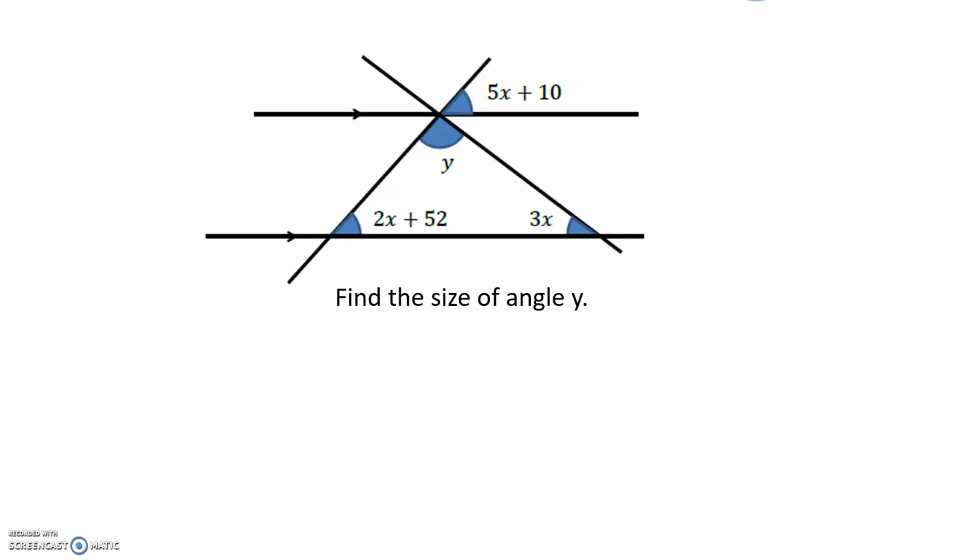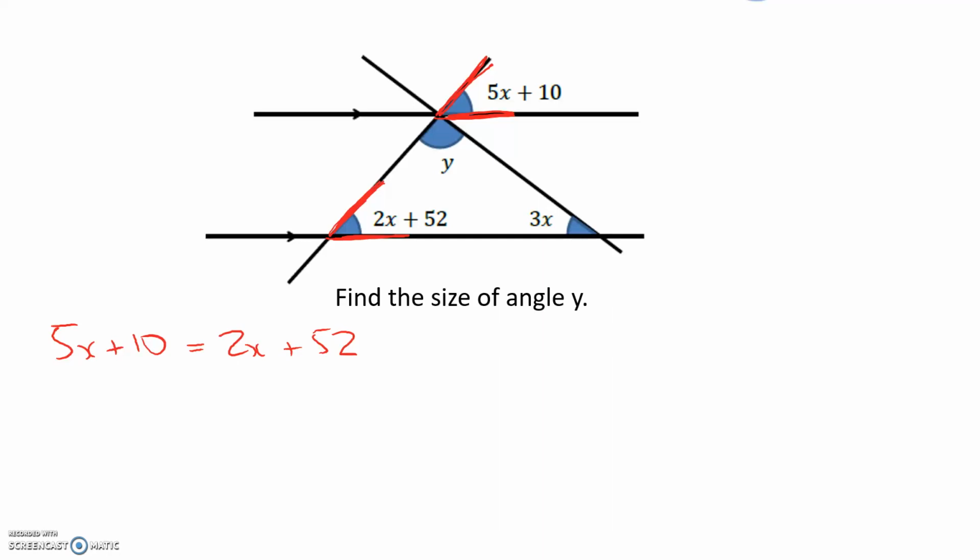Okay, next question. This could appear on foundation or higher. Find the size of angle Y. Okay, well, I don't know about you, but the first thing I notice is that this angle is a corresponding angle with this angle. So those two angles must be the same, and that's going to help us because we can already write an equation that says 5x plus 10 must be equal to 2x plus 52.